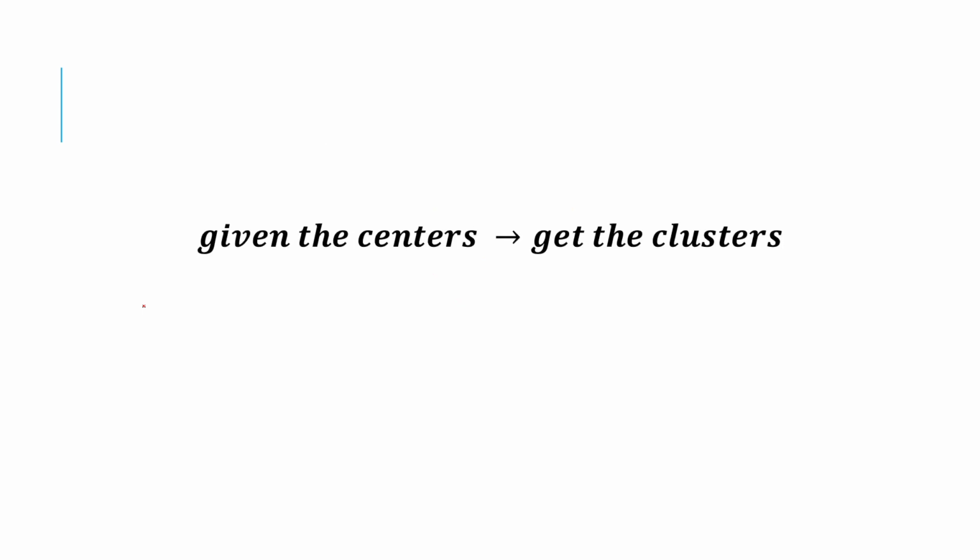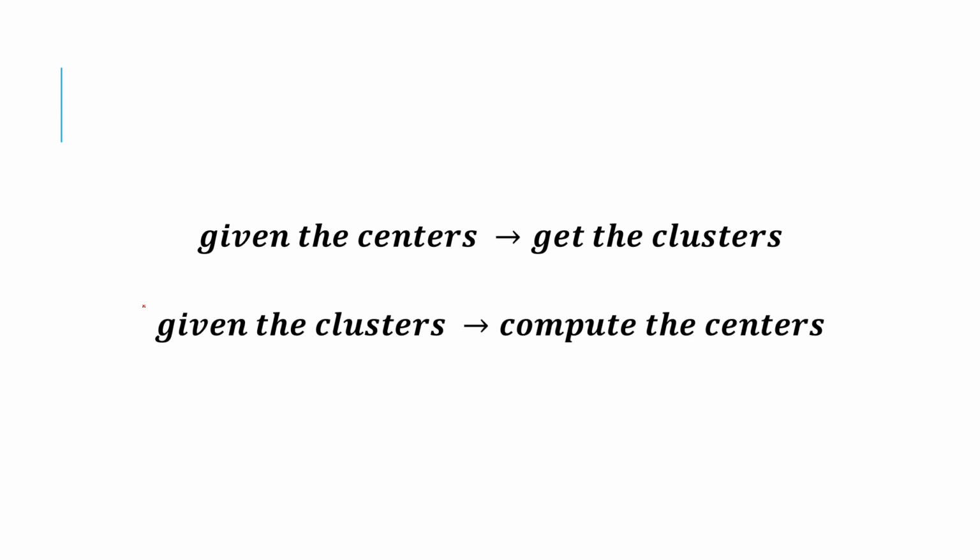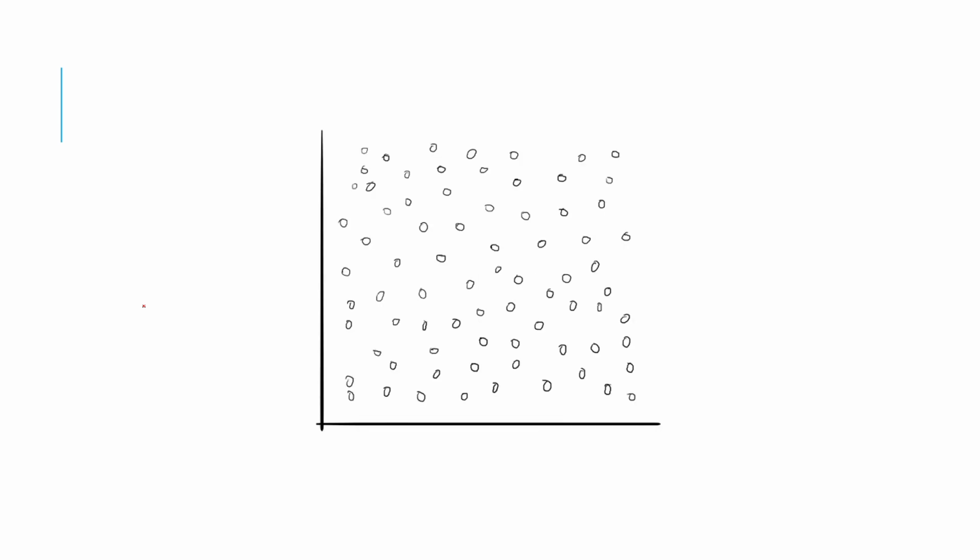We only know the data points, but they have no corresponding labels, so we do not know their clusters. We also don't know the cluster centers. So we have a chicken and egg problem here. If we knew the centers, we would get the clusters. If we knew the clusters, we would compute for the centers, but we don't know either. The answer to this chicken and egg problem is iteration.